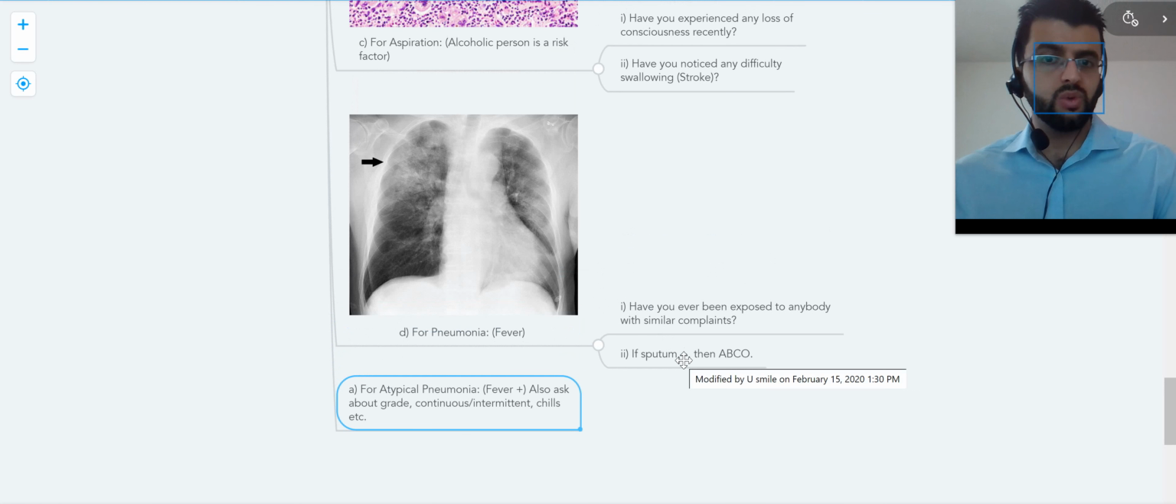For aspiration pneumonia, have you experienced any loss of consciousness recently? So when they lose consciousness, they aspirate their oral fluid, loaded with bacteria. So this goes to the lung and causes infection. The second one is, have you noticed any difficulty swallowing? Okay, this is for stroke.